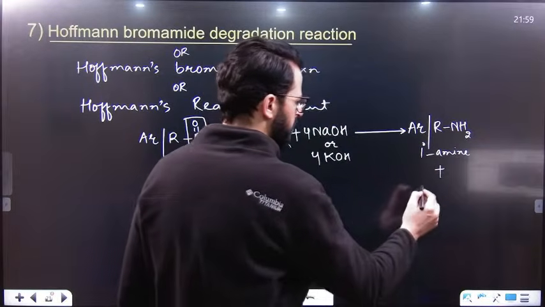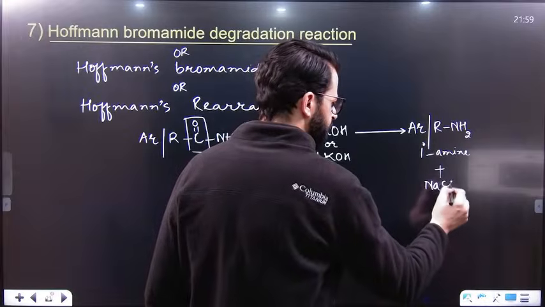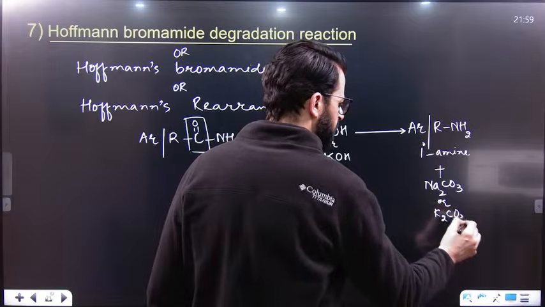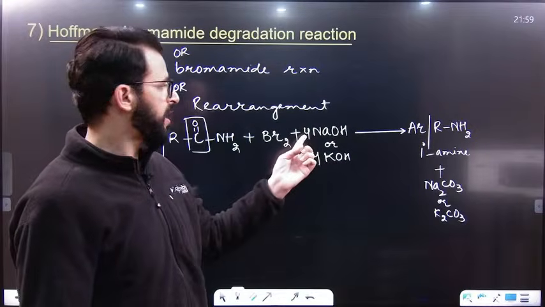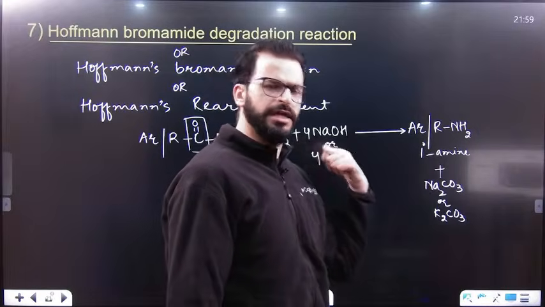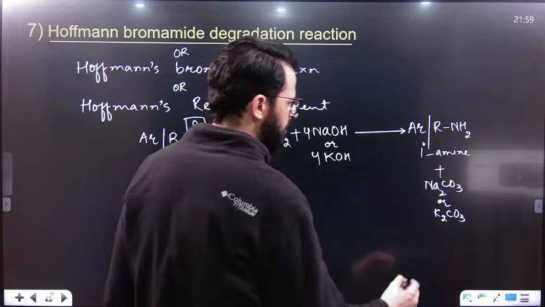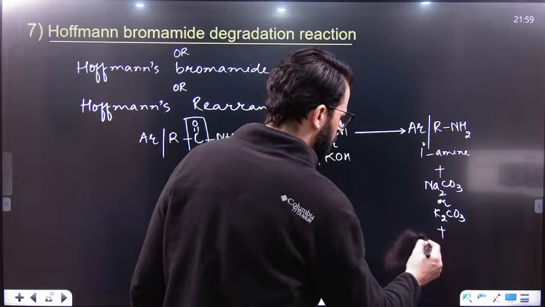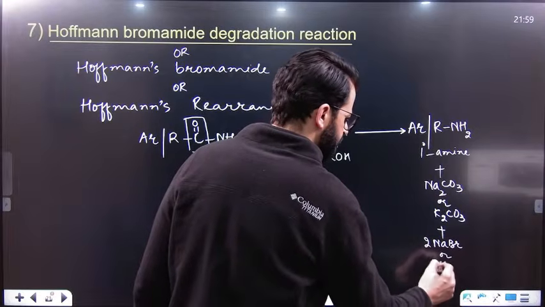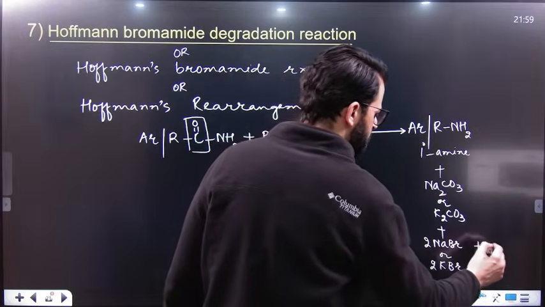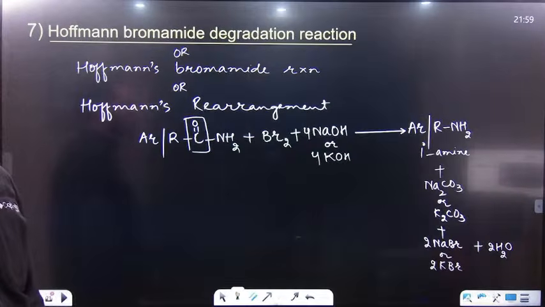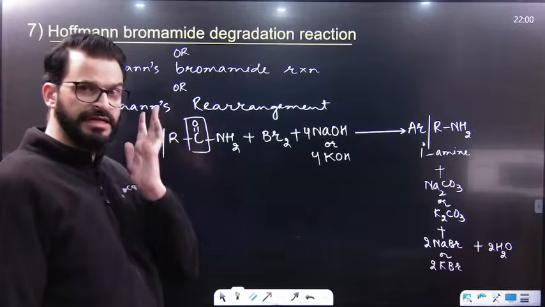In addition to this, we will get Na2CO3 or K2CO3, depending upon whether there is NaOH or KOH. If there is NaOH, then it will be Na2CO3, and if we take KOH, then it will be K2CO3. Similarly, plus twice NaBr or twice KBr, plus twice H2O. So this is the reaction. This is basically a simple reaction.